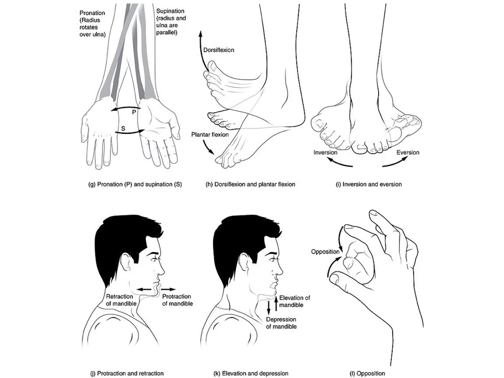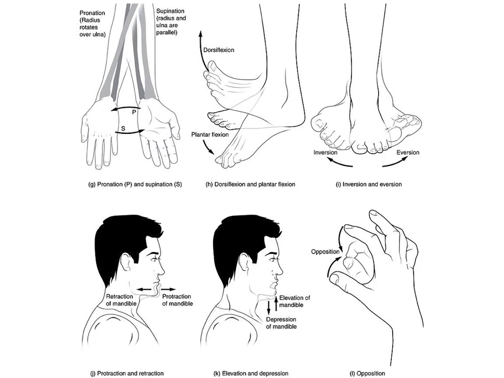Specific to the feet, dorsiflexion moves the foot in the upward direction, and plantar flexion moves the foot downwards. Inversion is the act of turning the foot such that the heels face inward. Eversion is the act of pointing the heels outward. So for the jaw, retraction moves the jaw backwards and protraction moves the jaw forwards.